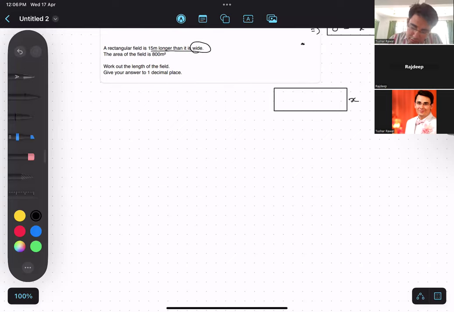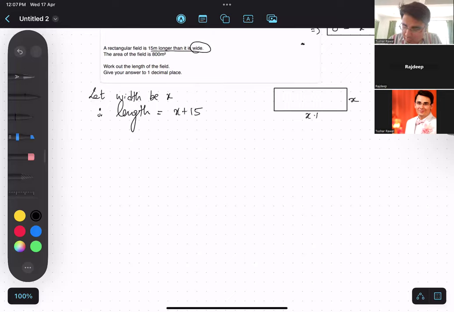So I have to write: let width be x. Therefore, length equals to x plus 15. Is this clear? And the area is equal to 800.